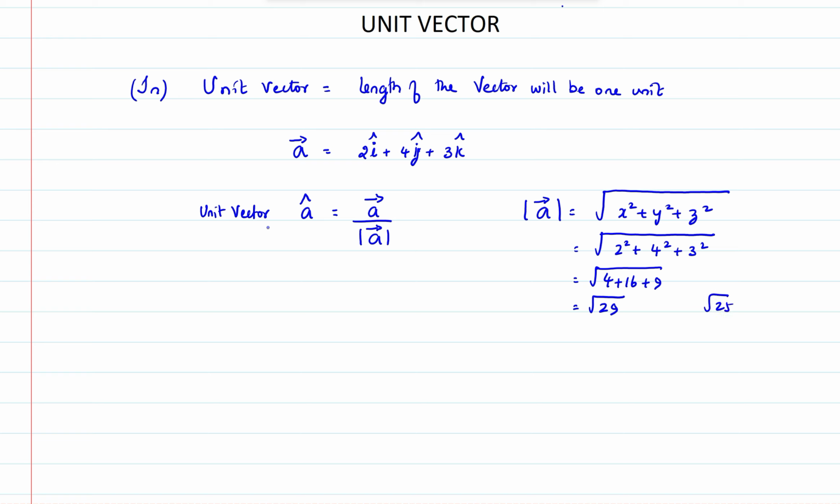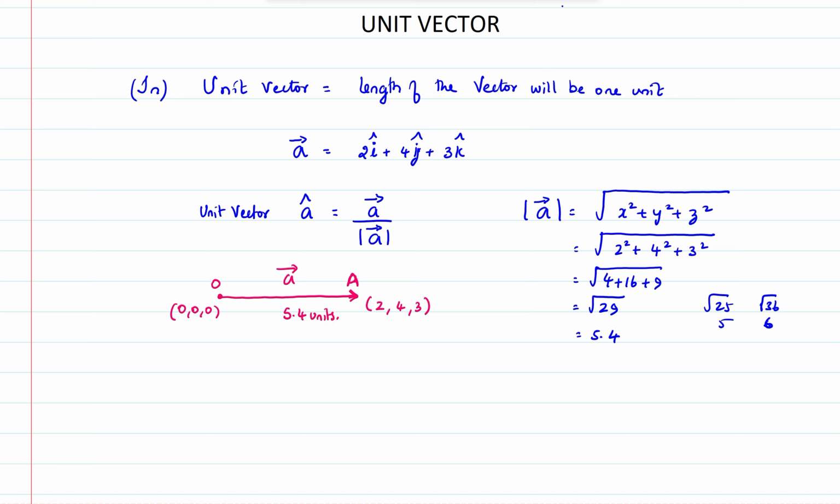Root 29 is between root 25 and root 36, so the answer should be somewhere between 5 to 6. So we can take it for example as 5.4 is the value. 5.4 will be the length of the vector. Suppose you have this vector a, and the starting coordinates will be 0 comma 0 comma 0, and the ending coordinates will be 2 comma 4 comma 3. Then length of this vector will be 5.4 units.